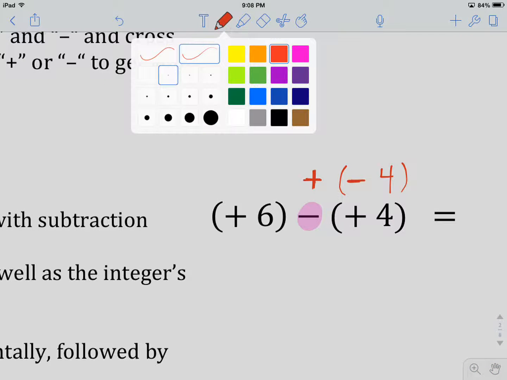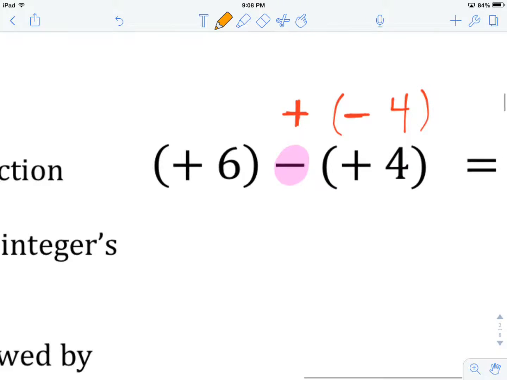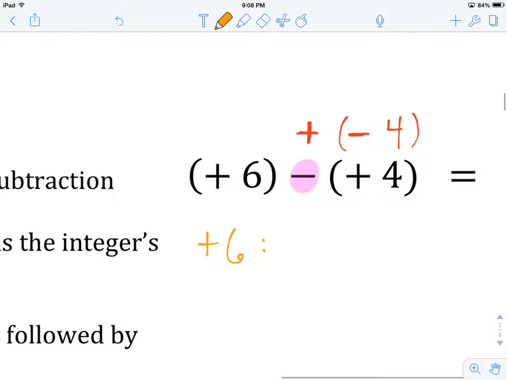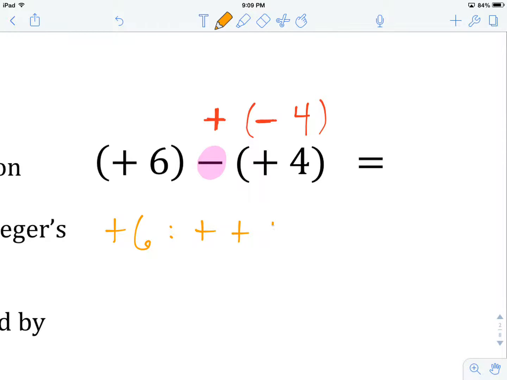We are going to write out each of those integers. So our first integer was +6. Let's write that out now as 1, 2, 3, 4, 5, 6 pluses. And we'll write out our second integer. Used to be +4, but after we changed subtraction to addition, now this is a -4. And I'm going to write that out as 1, 2, 3, 4 negatives.